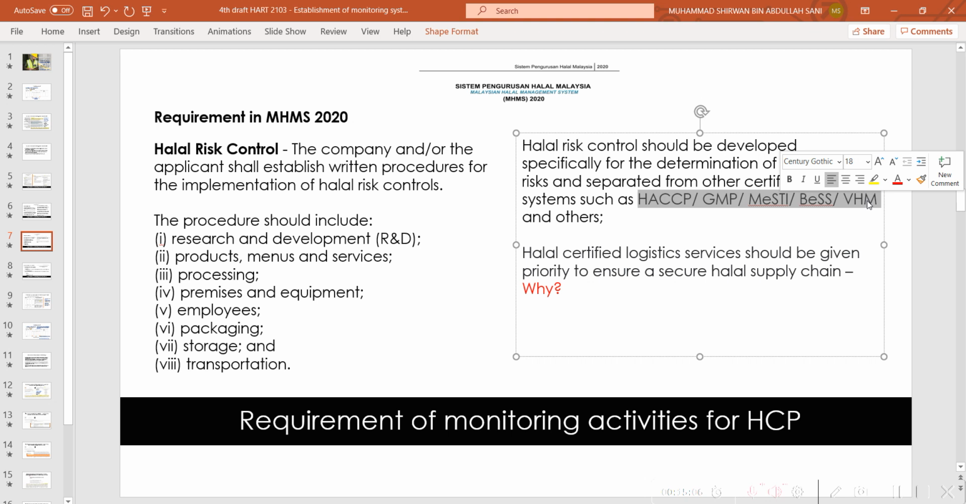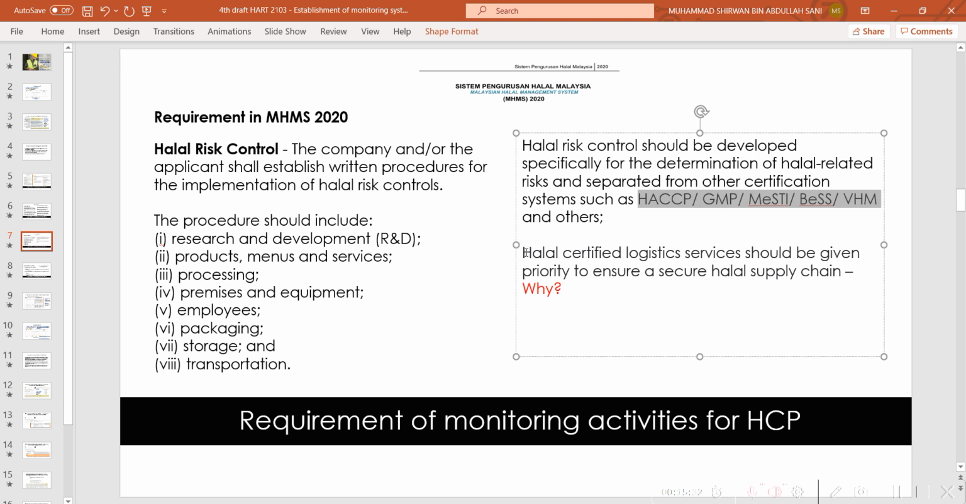Okay, meaning that the company, if they have HACCP, GMP, MESTI, so on and so forth, they have one control system according to this certification. But when this company applies for halal certification, they need to develop a specific or an individual mechanism of monitoring for halal assurance system. Okay, this is the first thing.